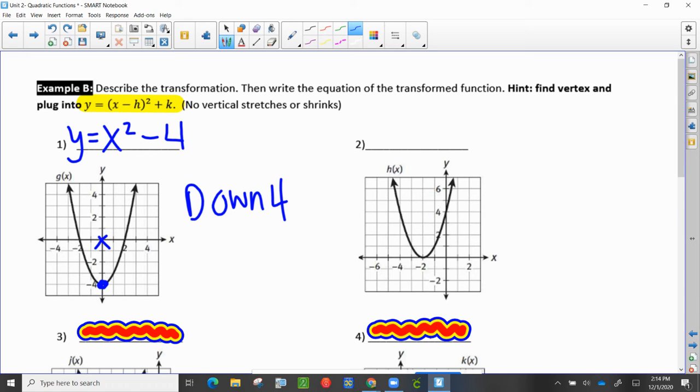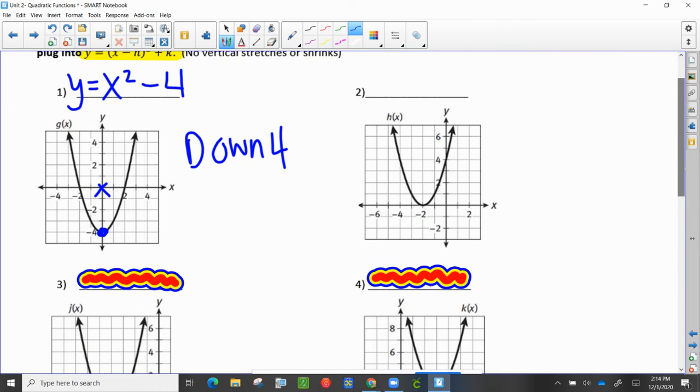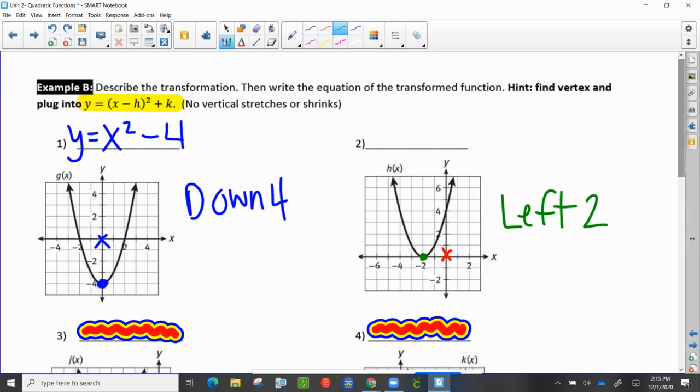Okay, let's do another one here. So we have our parent function who normally starts at the origin. Compare that to what this graph did. So from the origin, it looks like it went to the left. Looks like it went left 2. So remember, our left and right shifts go in parentheses. So left was x plus 2. It didn't go up or down at all, so I have nothing else on the back end. So there's your y equals (x plus 2) squared.